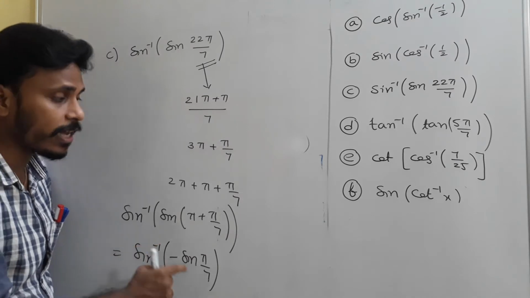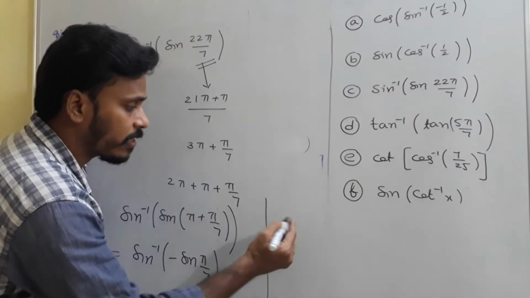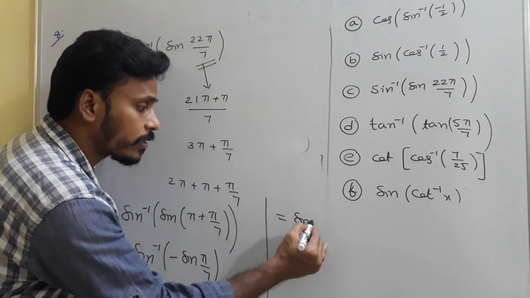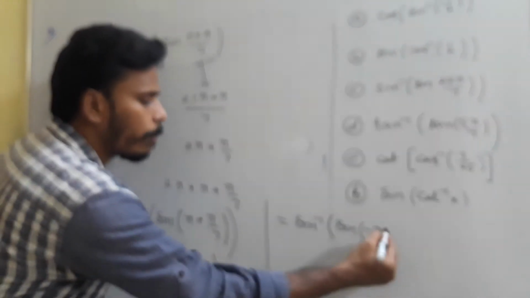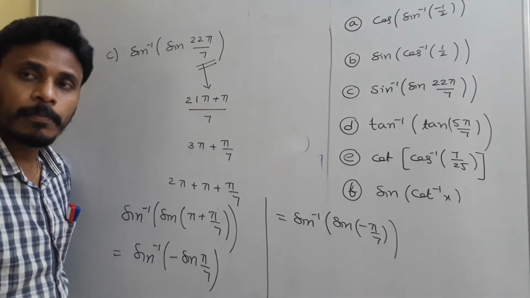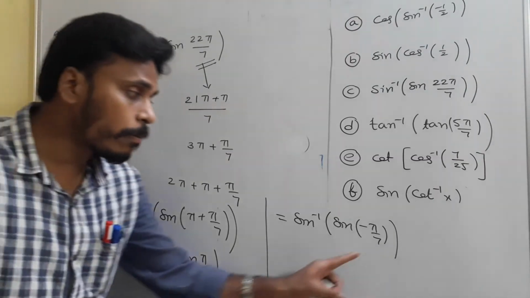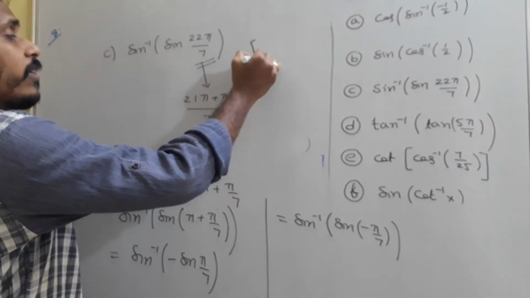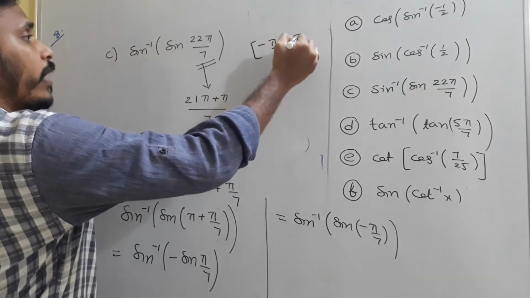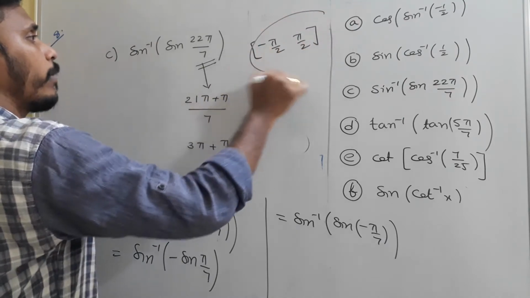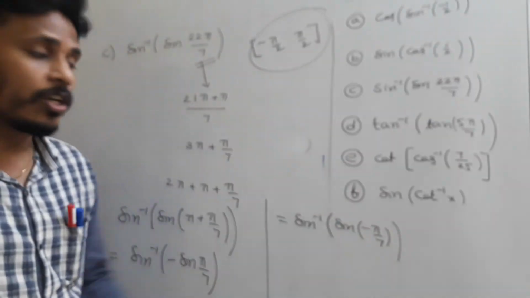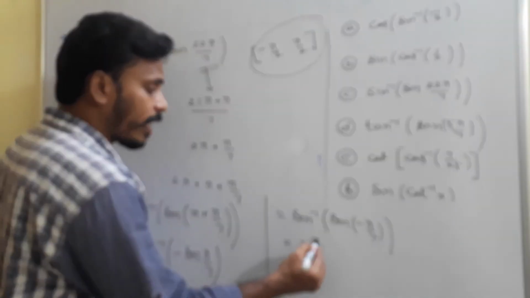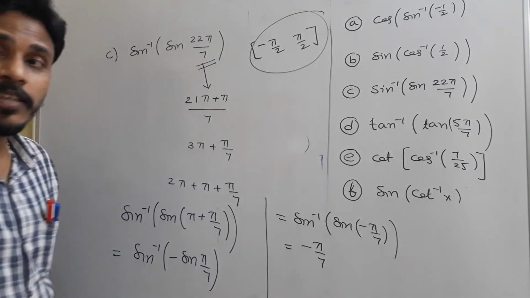Sine inverse of minus sine pi by 7 can also be written as sine inverse sine of minus pi by 7. Now this minus pi by 7 is an angle which is in the required range, minus pi by 2 to pi by 2. Since this minus pi by 7 is an angle in this range, you will directly answer it as minus pi by 7. Just have a look.